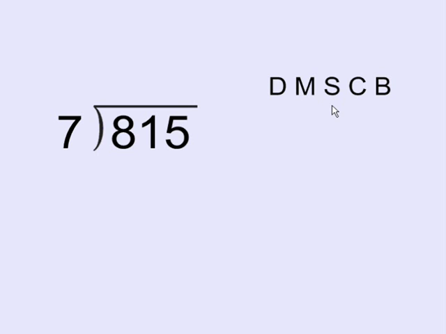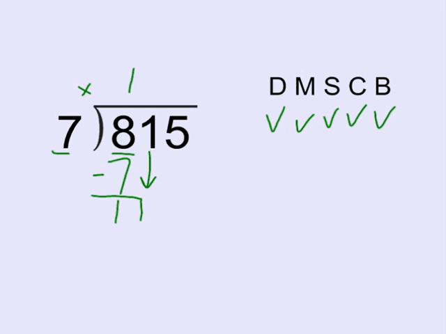So let's divide. 7 goes into 8 one time. Then I multiply. 1 times 7 is 7. Then I subtract. 8 minus 7 is 1. You're getting very good at this process. 1 is less than 7, so I can check it off. I bring down, remember, one number at a time. So my new number is now 11, and I can check off my bring down.